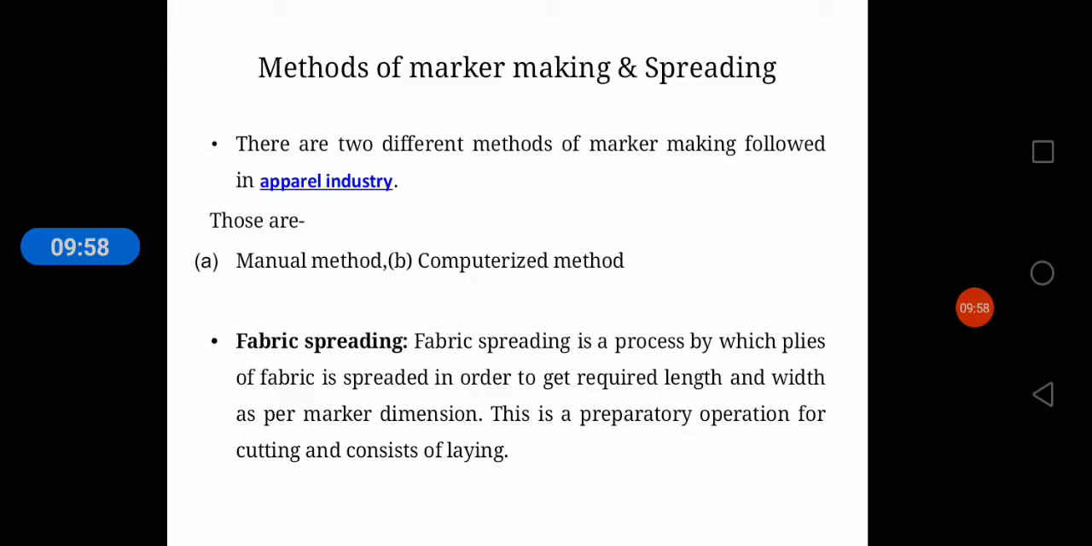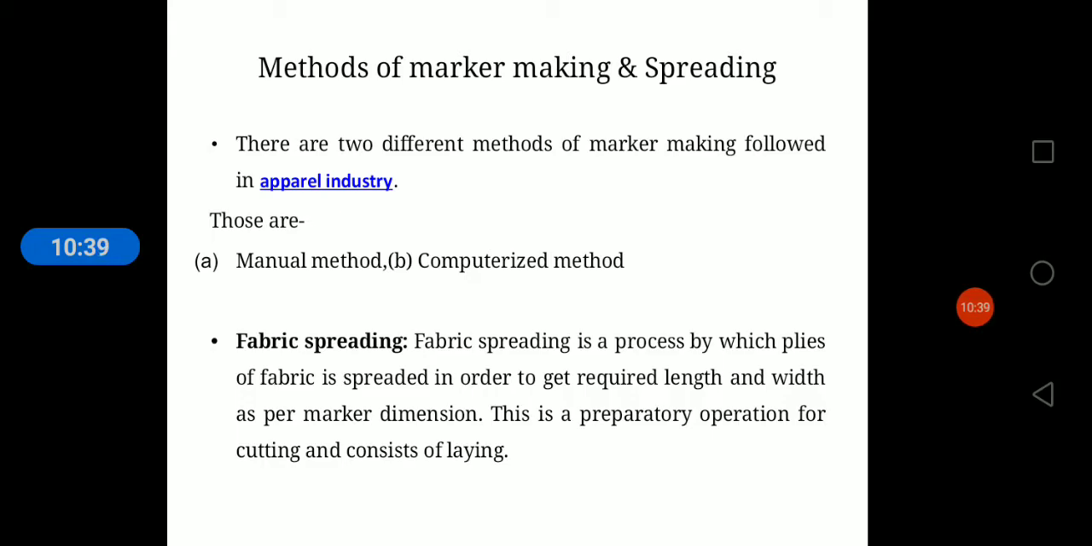There are two different methods of marker making followed in the apparel industry. First one is the manual method and the second is the computerized method. In the manual method, first of all we have to give the design of the structure, the sizes of hands and shoulders and waist and hips and length, and short, medium, long, XL, double XL. These are the different types of manual measurements we are taking. In the computerized method, we are giving direct inches and feet. According to that, the pattern making markers will be made.